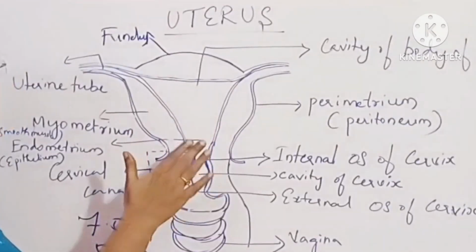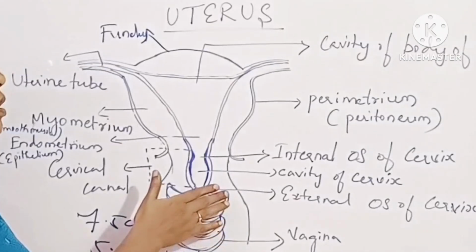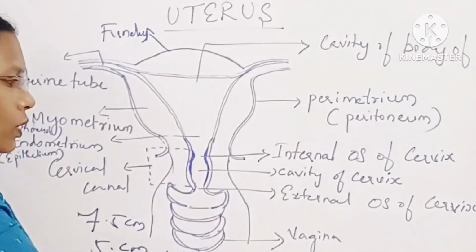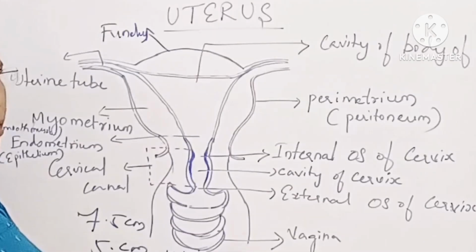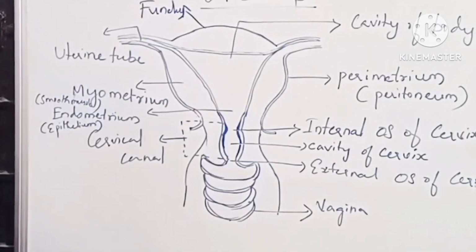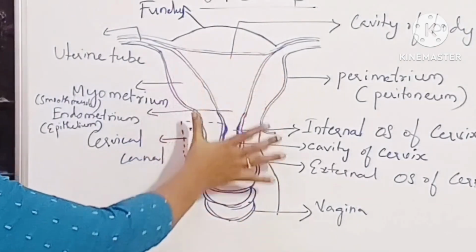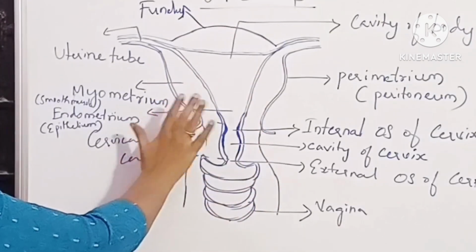An important topic of the internal reproductive system. This uterus, mostly in the exams, they will ask more times, 10 marks, 5 marks they will ask. So, to prepare well, today we can deal with the uterus. The uterus is a hollow muscular pear-shaped organ, flattened anterior-posteriorly.